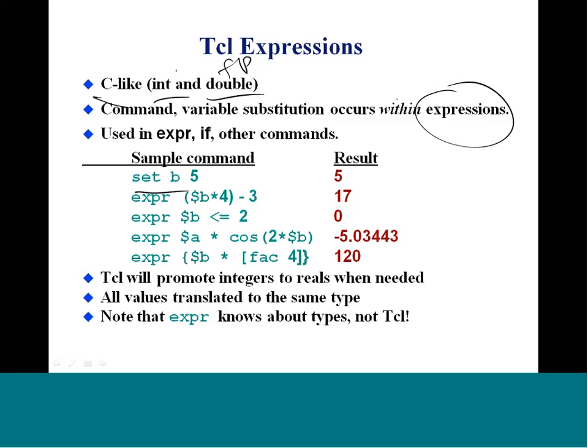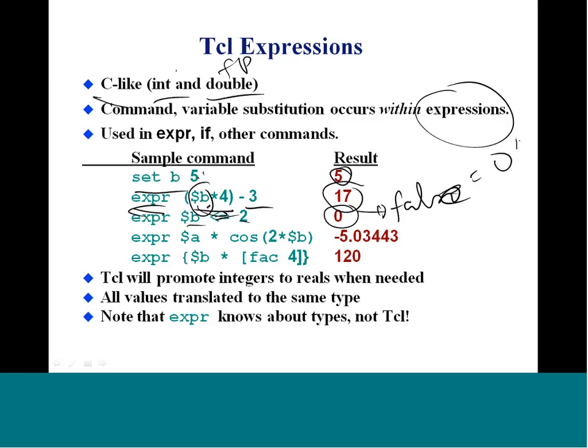Here are some sample commands. set B 5, so the result is 5. Now we have the command expr $B times 4 minus 3, so the answer is 17, because this B gets substituted with 5, so it's a variable substitution. So that is 20 minus 3, which is 17. Now we can also do a logical operation, $B less than or equal to 2, and since it is not, it returns a false value, which is 0. In Tcl, 0 is always false, and anything other than 0 is always true. So just keep that in mind.